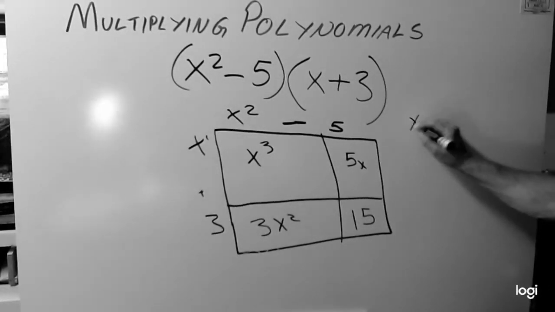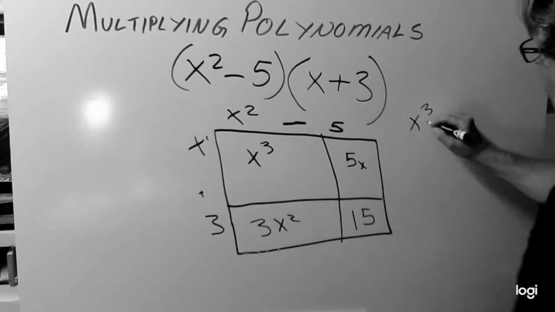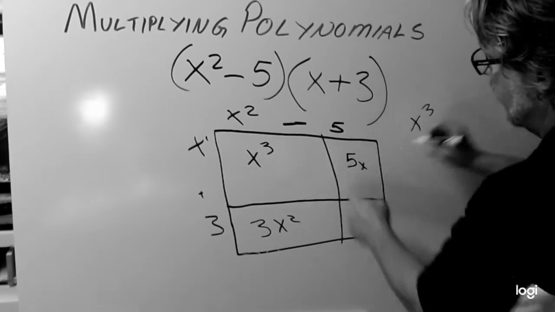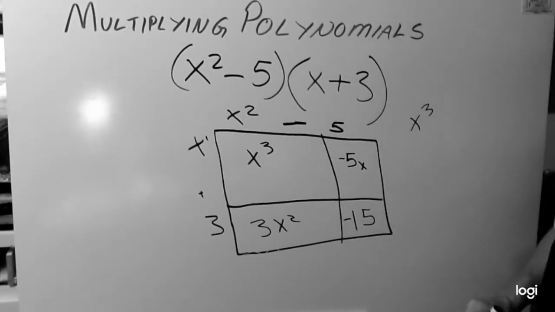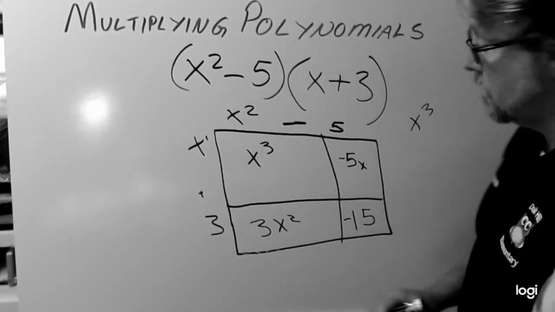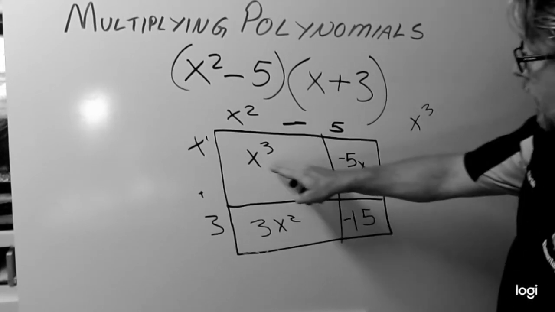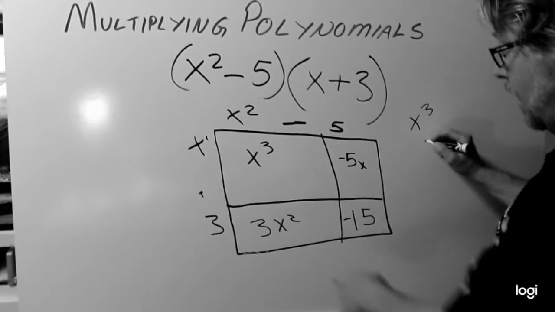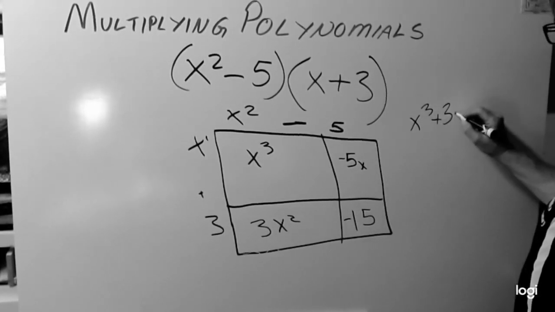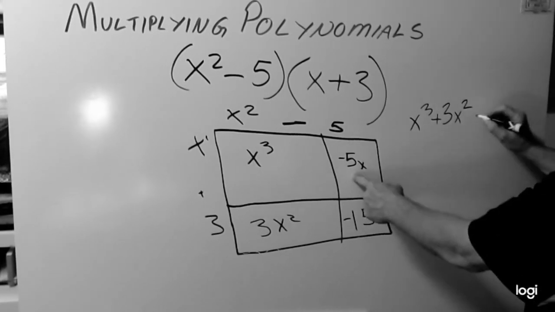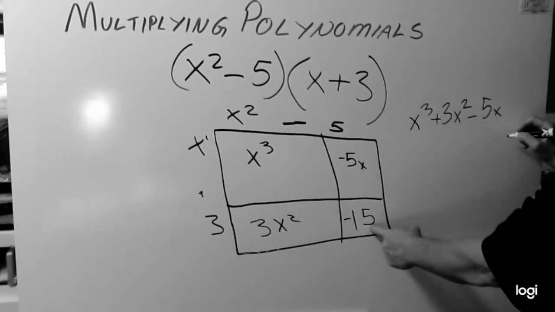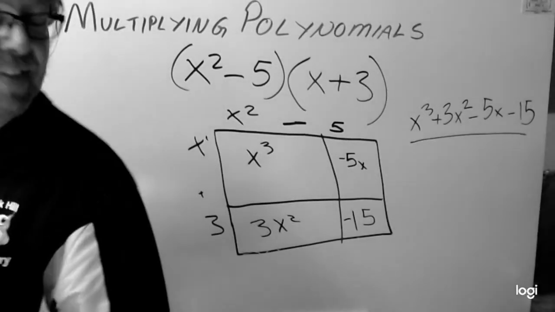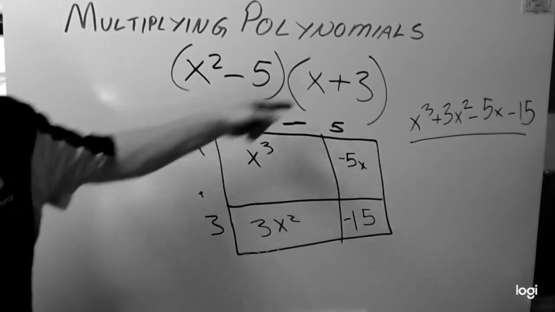X cubed, x squared, and oh, hang on, don't forget our signs. X times x, that's positive. Well, this is negative over here, right? And that's a negative over there. Always remember your signs. It's the easiest rookie mistake to make. Okay, x cubed. Let's go to x squared because that's our next highest term. And that's positive. Plus 3x squared minus 5x minus 15. And there you got it. There's your answer. And that's one way to multiply a binomial times a binomial.